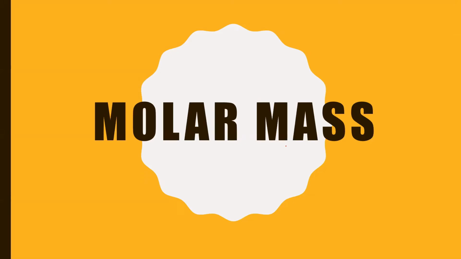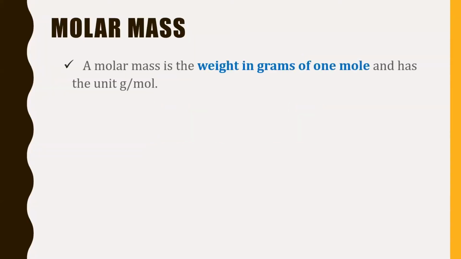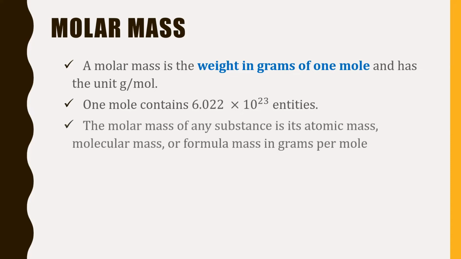Now, let's involve the molar mass. But before that, what exactly is the molar mass? We said the molar mass is the weight in grams per 1 mole of the given substance or compound. Okay. So the unit of that is gram per mole. So we know that in 1 mole of that compound, we have 6.02 times 10 to the 23 particles, molecules, or the like. So, the molar mass of any substance is its atomic mass or the molecular mass or the formula mass in gram per mole.